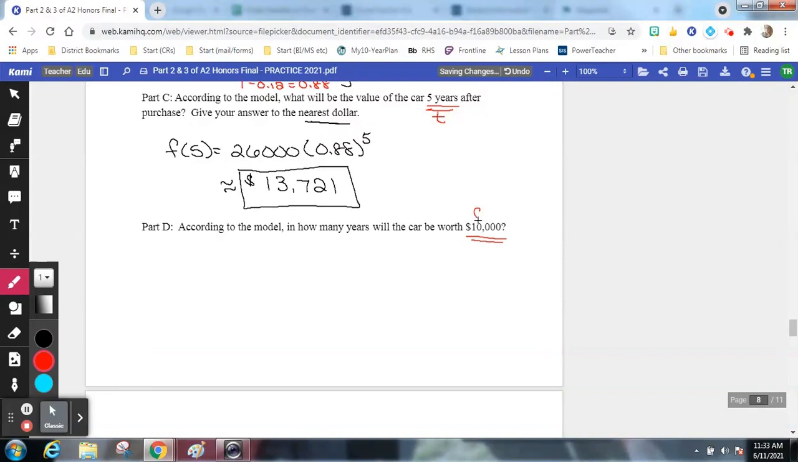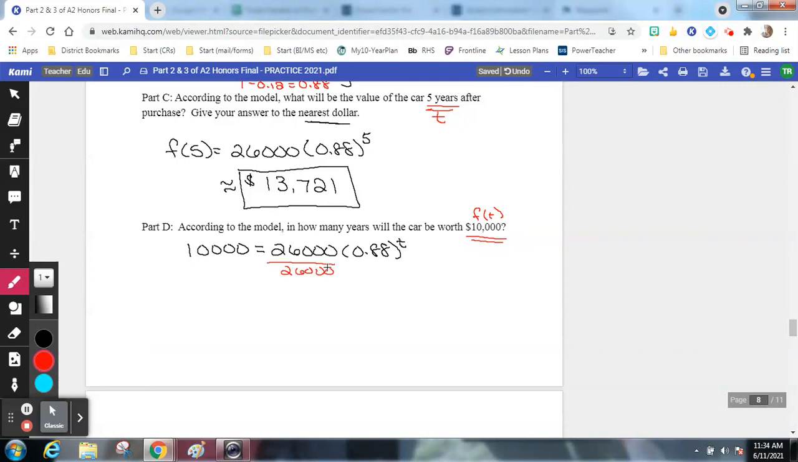Okay, and according to the model, how many years will it be worth $10,000? So that's your function's worth. So that's your f of t. So this one's going to require a little bit more work. So $10,000 equals 26,000 times 0.88 to the t. We got to find t here. All right, so first thing we're going to do is divide both sides by 26,000.